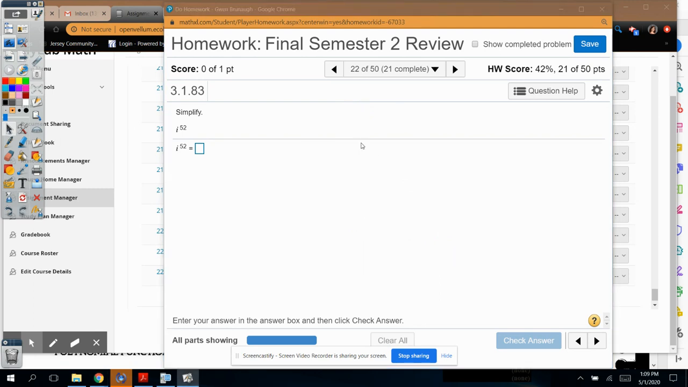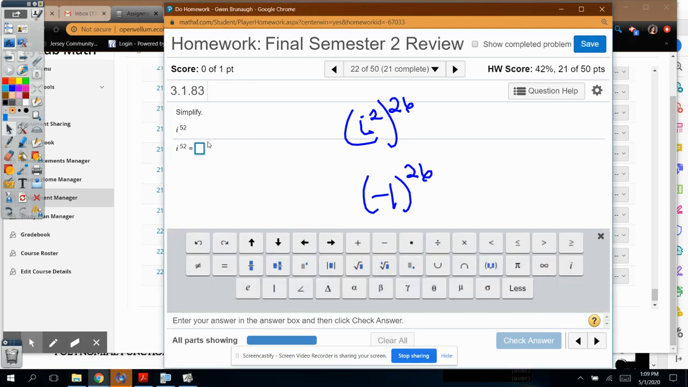i to the 52. It's already even, so you could take i squared to the 26th power if you divide it by 2. That's -1, an even number of times, which will be +1.